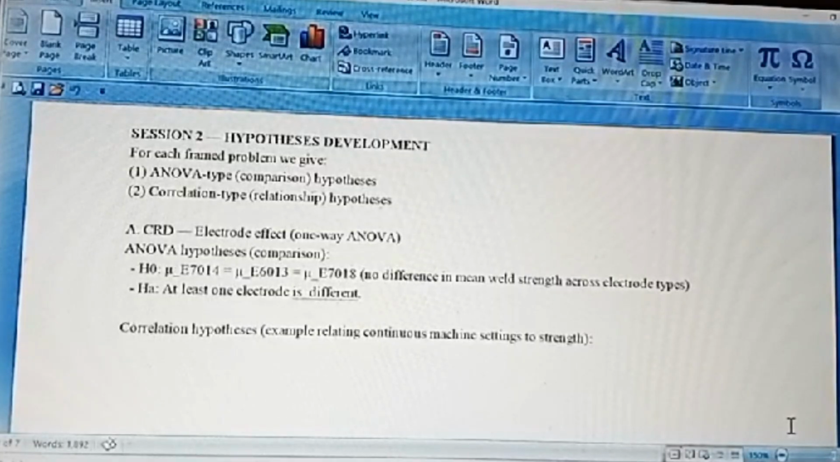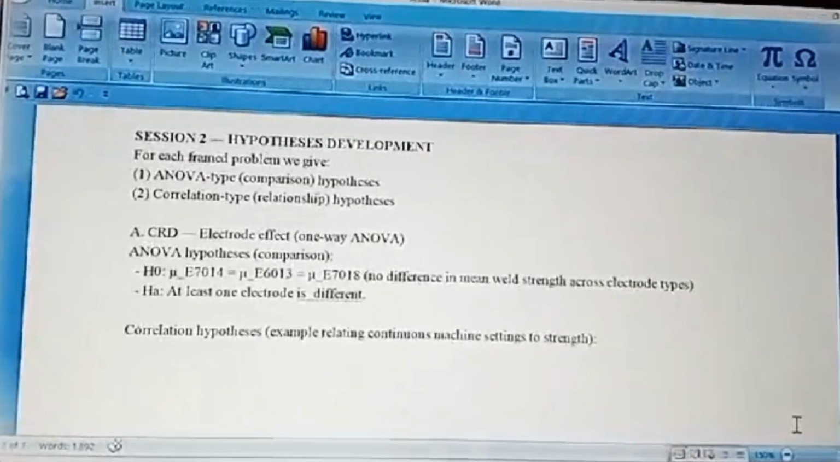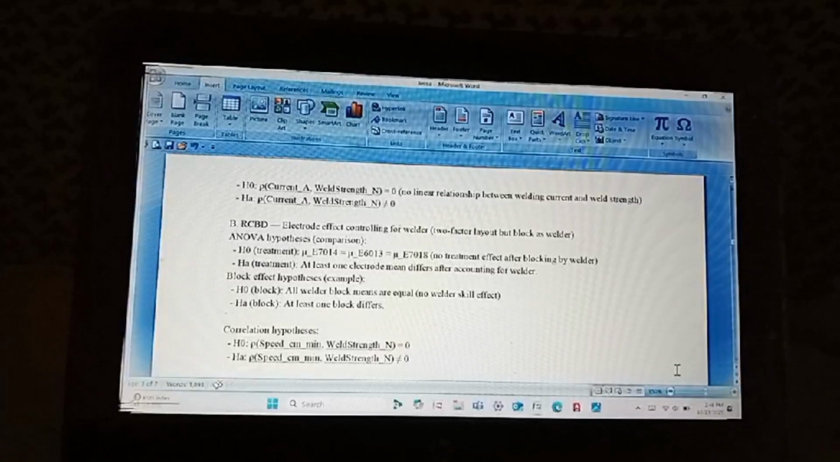Correlation hypothesis, for example relating a continuous machine setting to strength. H0: rho of current A and weld strength N equals 0. No linear relationship between welding current and weld strength. HA: rho of current A and weld strength N is not equal to 0.